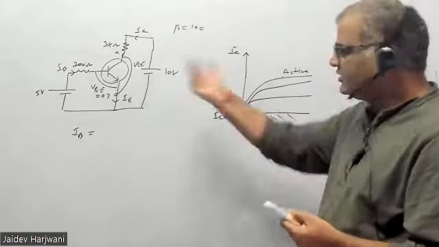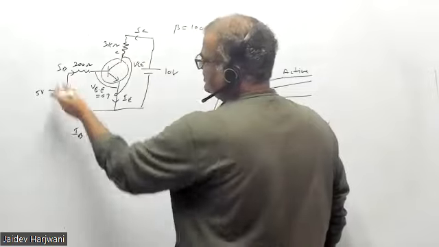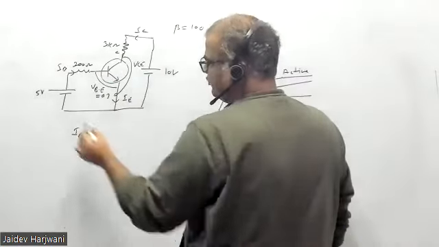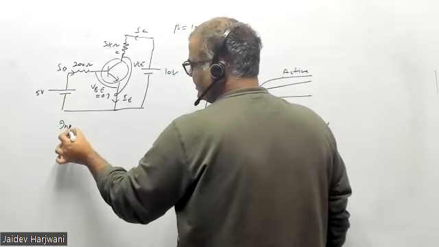Okay, so of course now let us find out the value of IB. So what is IB? How to find IB? You come to the input circuit. You have two circuits. This is the input circuit.